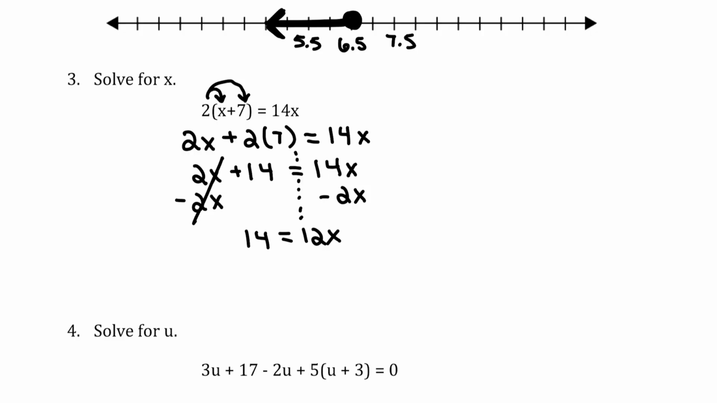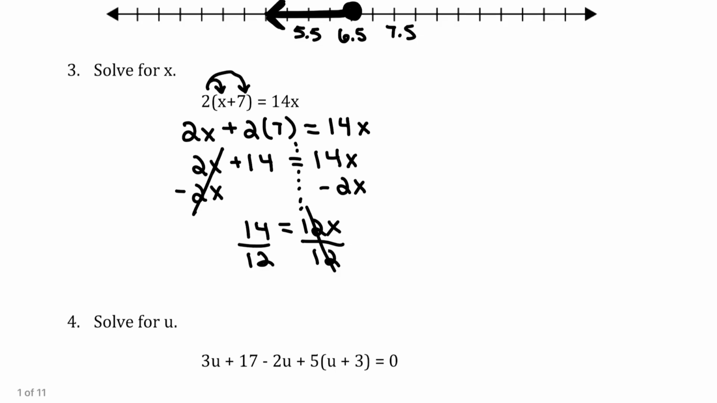So our final step, x is still not by itself. We need to do the opposite of 12 times x, so we're going to divide by 12. Our answer is going to be 7 over 6 is equal to x. Or you may have also gotten a decimal, but this is the fraction form of what 14 over 12 is, as simplified as can be. So we have x is equal to 7 over 6.